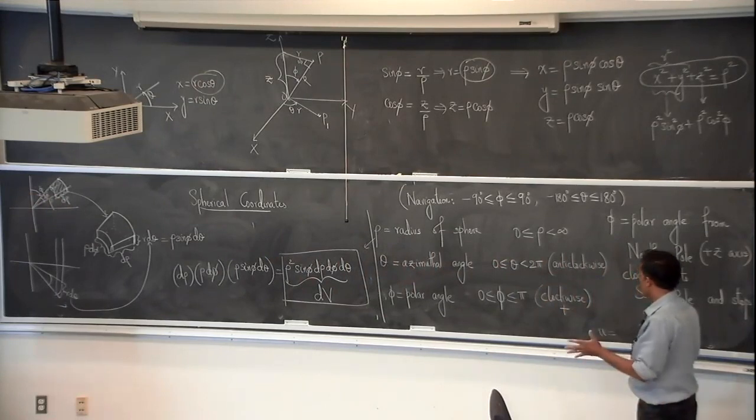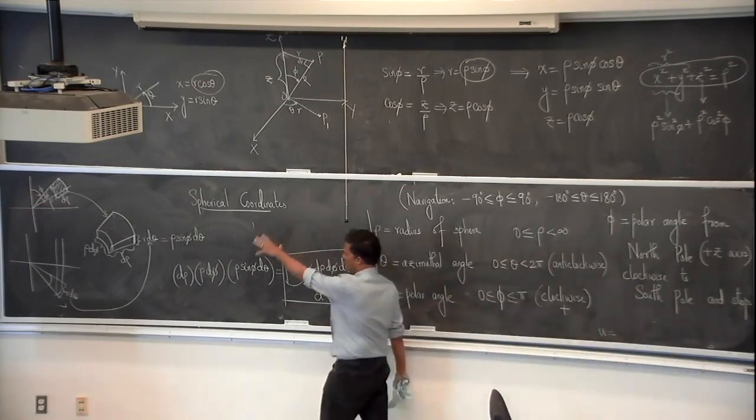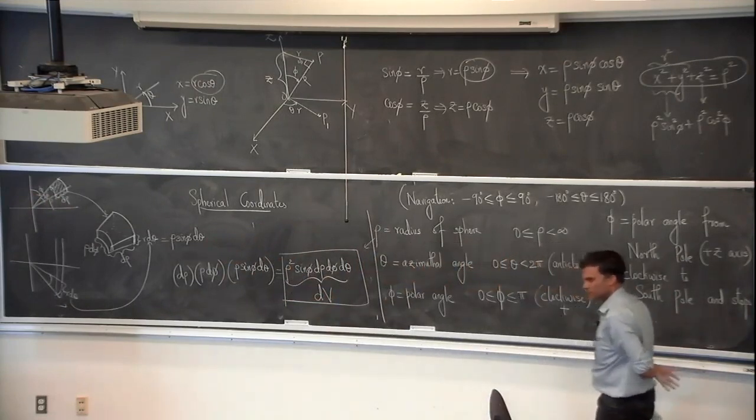There is a linear algebra way of deriving this, which is beyond the scope of this course, and that's probably the better way to do this. That way I don't have to draw pictures, but it's beyond the scope of this course.